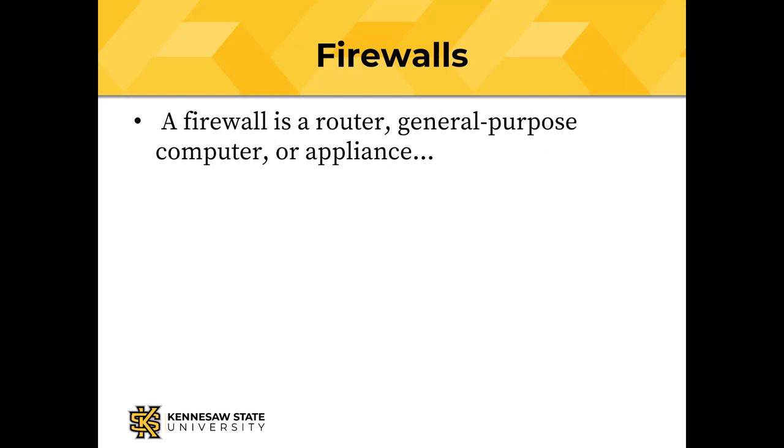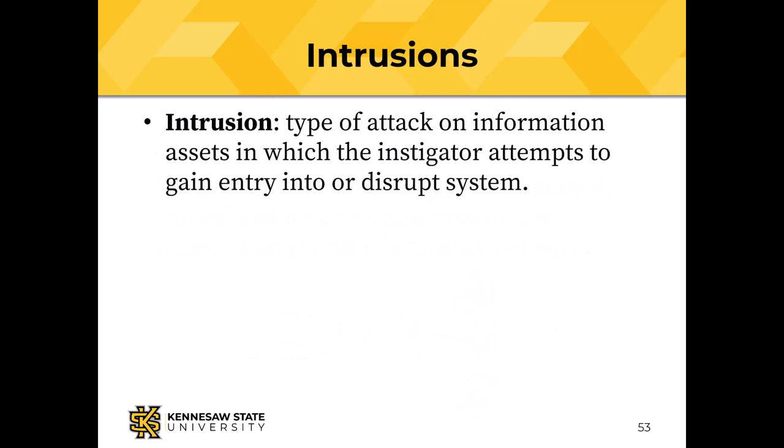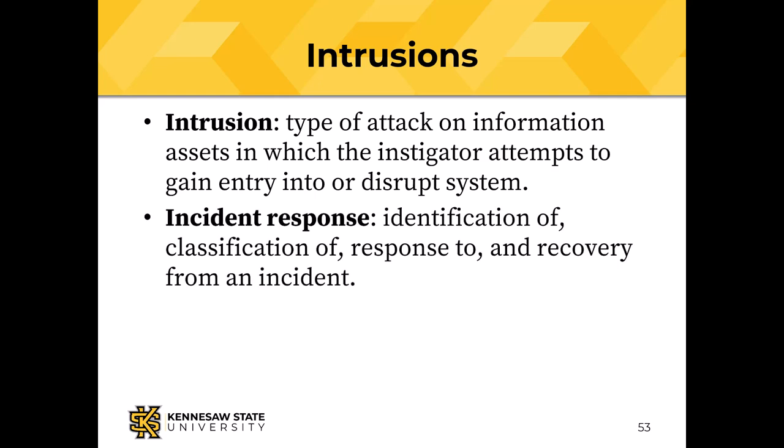A firewall is a router or a general purpose computer or an appliance or something that controls the flow of packets between trusted and untrusted networks. So basically it looks at the contents of packets and says, yes, I will let this one in. No, I won't let that one in. An intrusion is the bad guys either trying to or successfully gaining entry into a computer system.